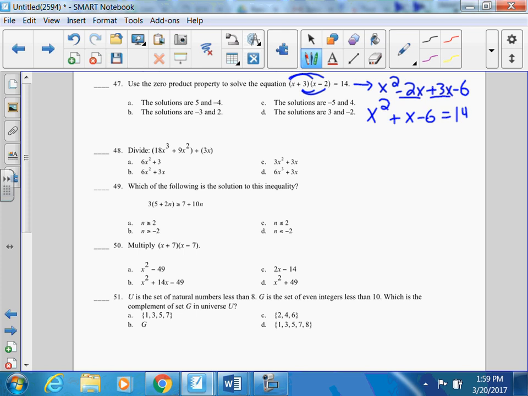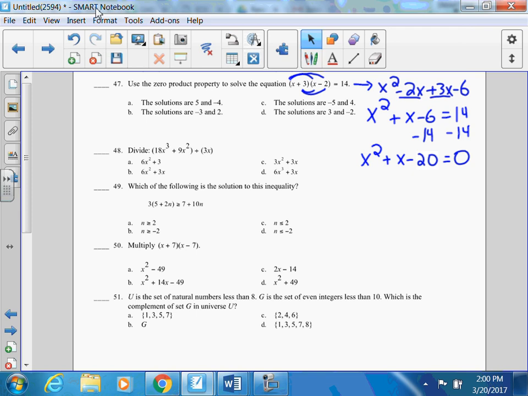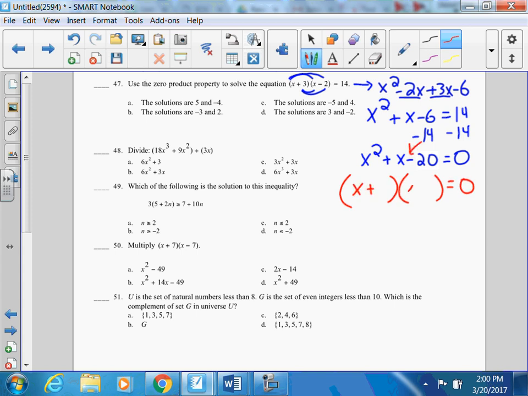Now I'm going to move everything on the same side. So I'm going to subtract 14. And I get x squared plus x minus 20 equals 0. And now we're going to solve it by factoring. Now to solve this by factoring, we need to set up our signs. The second sign is negative, so that means the signs we plug in are going to be different signs.